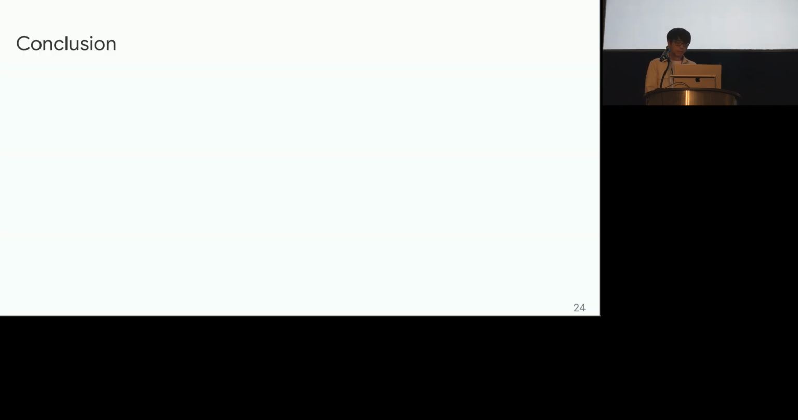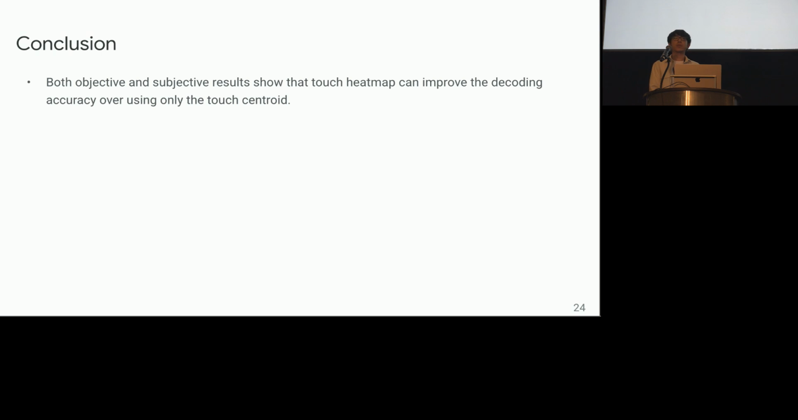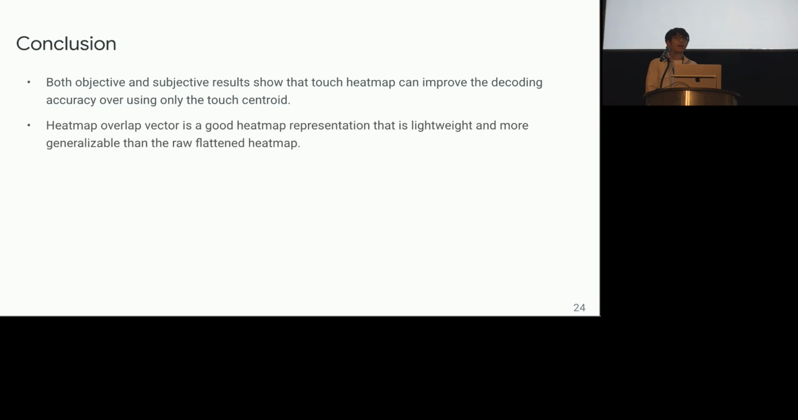So in conclusion, both objective and subjective results show that the touch heat map can improve the decoding accuracy over using only the touch centroid. And the heat map overlap vector that we devised is a good representation that is lightweight and more generalizable than the raw flattened heat map.